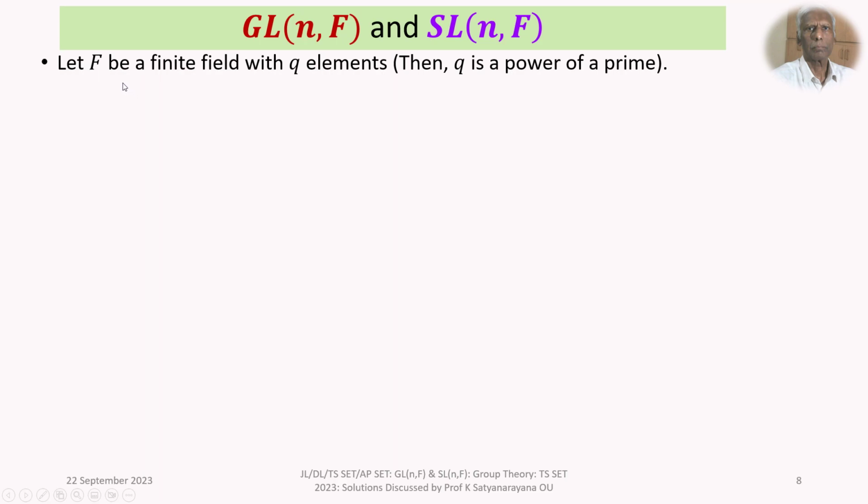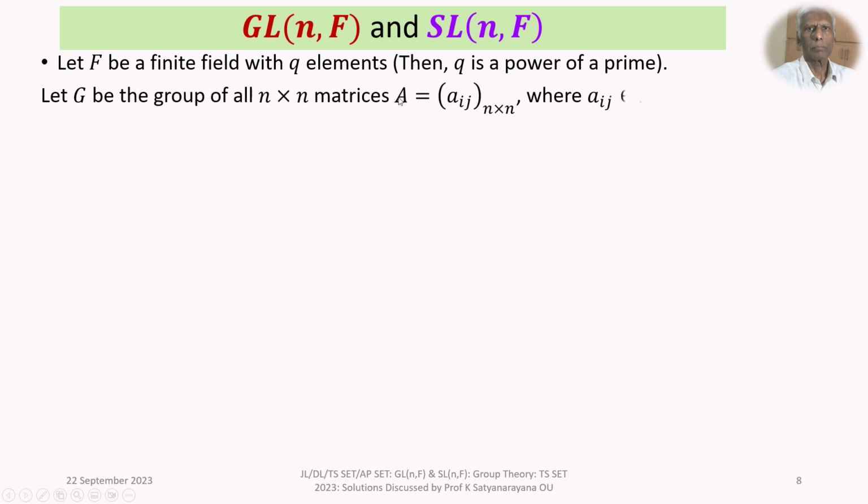Agreed. Well, what do we take? F is a finite field with Q elements, and from the finite field theory, Q must be a prime power. Let G be the group of all n by n matrices A = (Aij), n by n, where Aij belongs to the field F such that determinant of A is not equal to 0, under matrix multiplication.